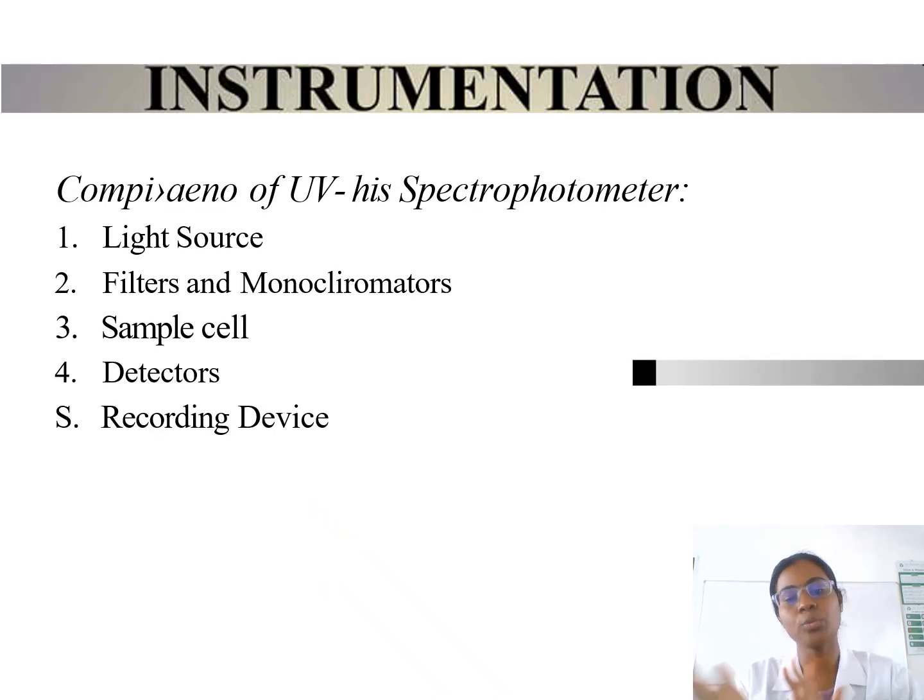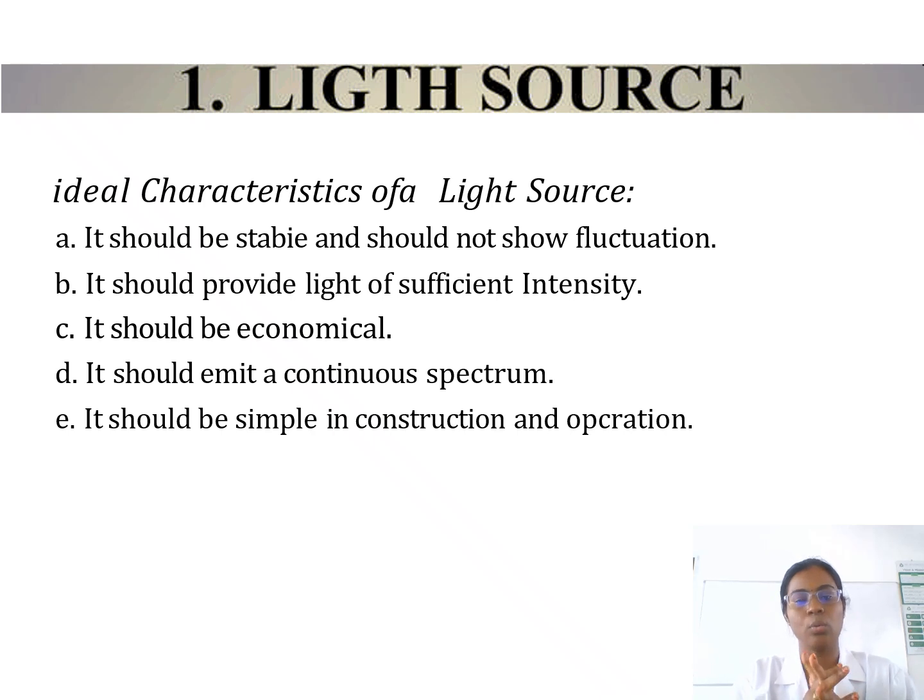So what about instrumentation? What are the components involved in the instrumentation? First is the light source, then filter and monochromator, second the sample cell, and then detectors and recording units. What are the requirements of the light source in UV spectroscopy? First, it should be stable. It should provide light of sufficient intensity. Then it should be economical and it should emit a continuous spectrum.